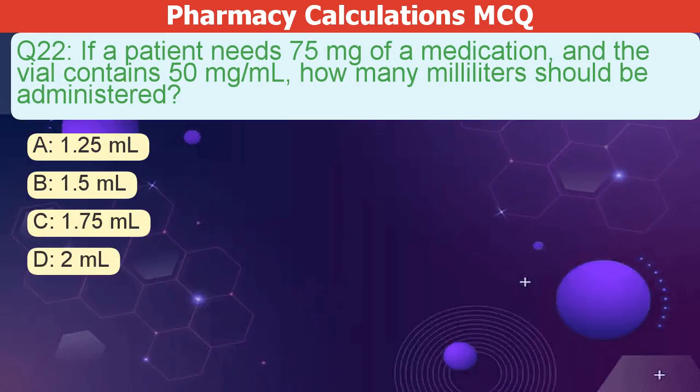A patient needs 75 milligrams of medication. The vial contains 50 milligrams per milliliter. How many milliliters should be administered? A. 1.25 milliliters. B. 1.5 milliliters. C. 1.75 milliliters. D. 2 milliliters.